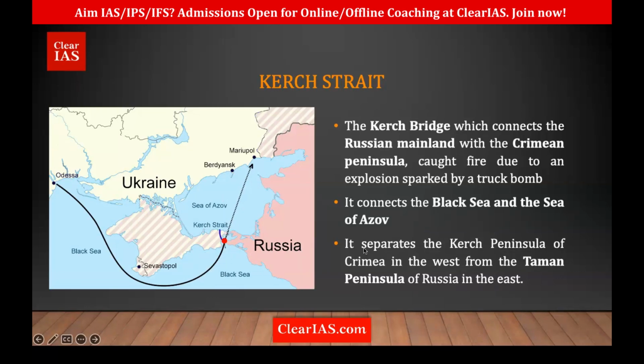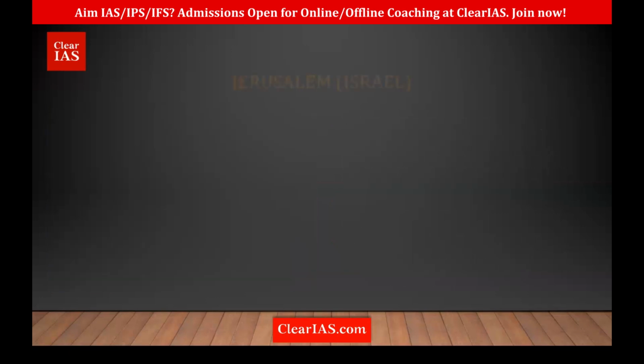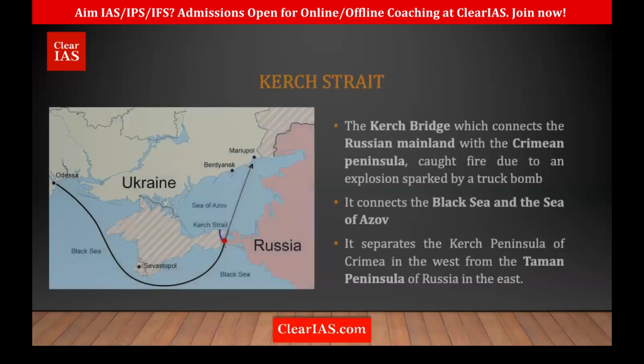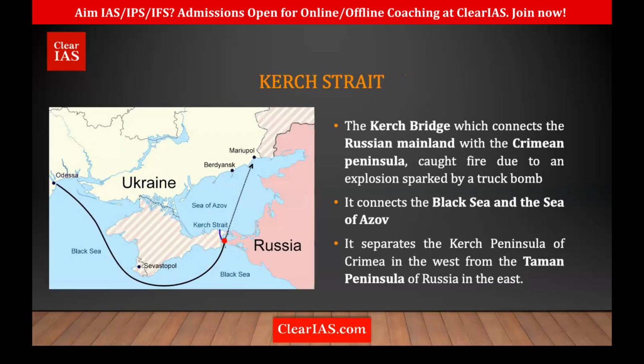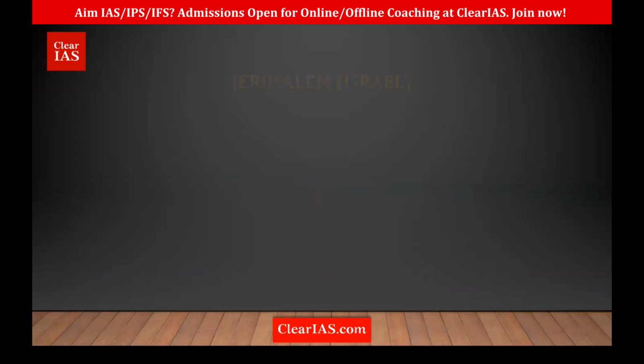I know it's very difficult to remember these names, but just know the location of the Kerch Strait. And remember the seas: it's the Black Sea and the Sea of Azov. Apart from that, it's right near Ukraine and Russia, so there's always conflict going on there. So it's very important.